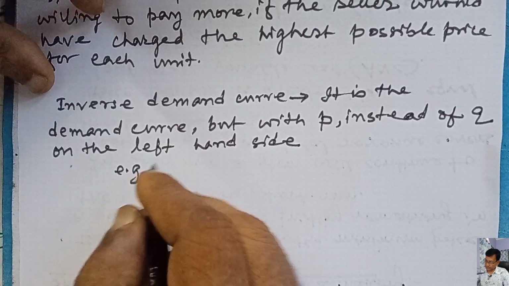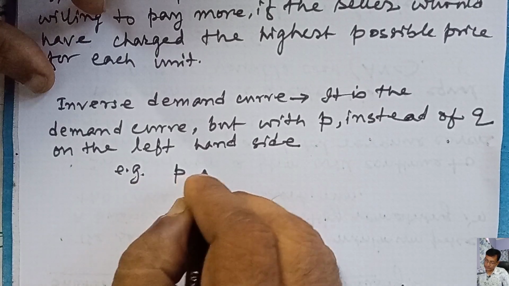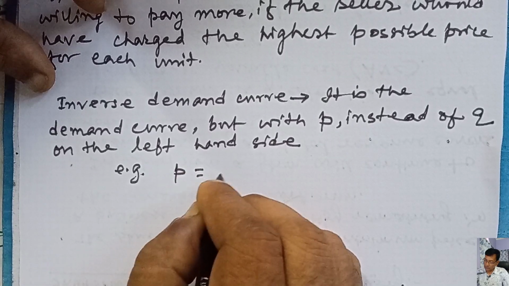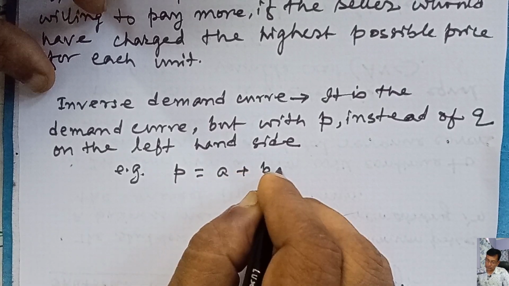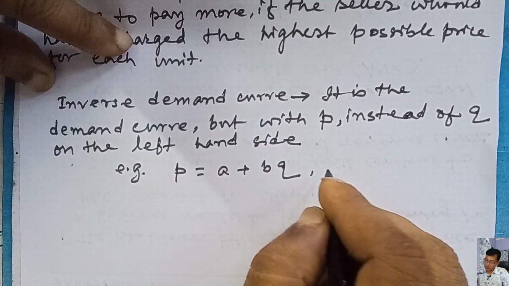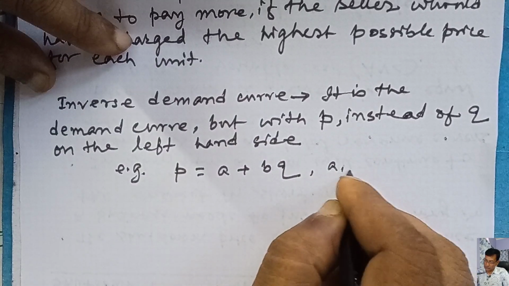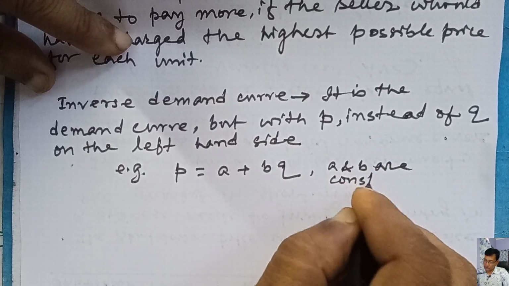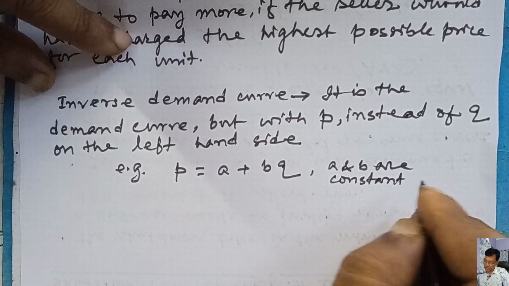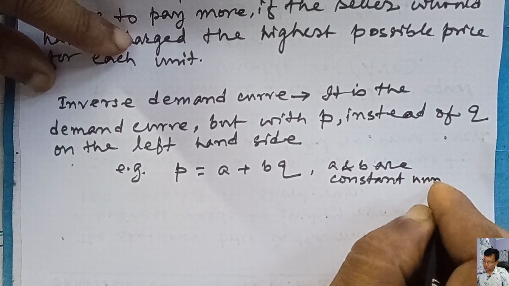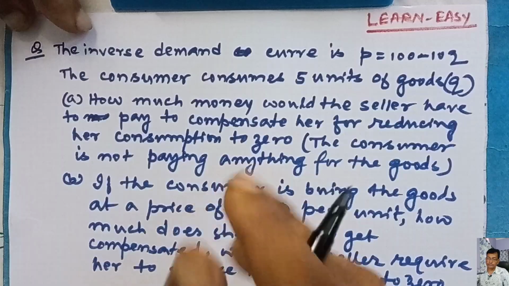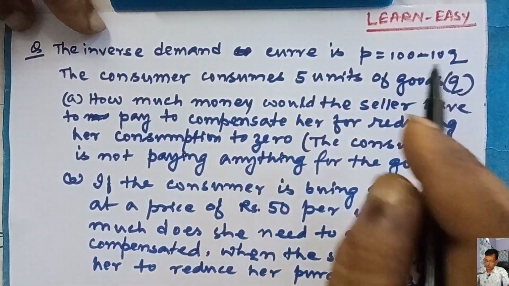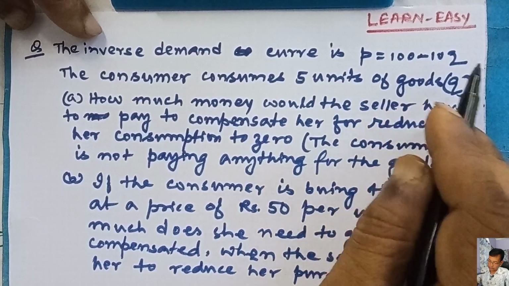As for example, P is equal to A plus B Q, where A and B are constant numbers. The sum is: the inverse demand curve is P is equal to 100 minus 10Q.